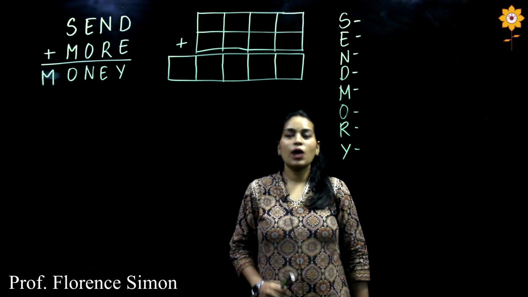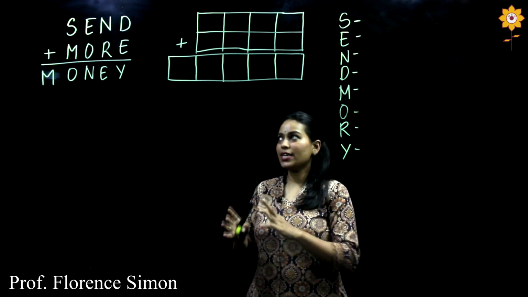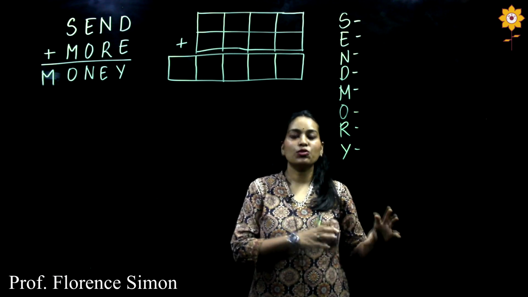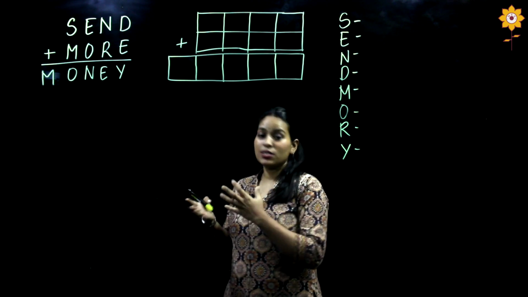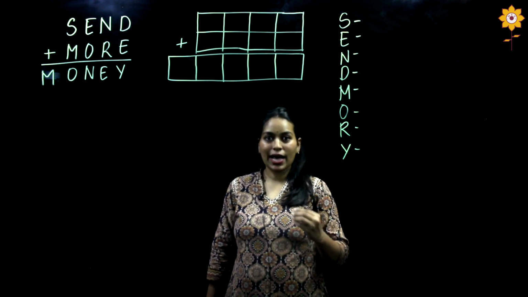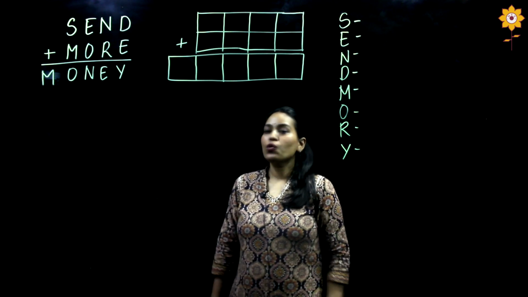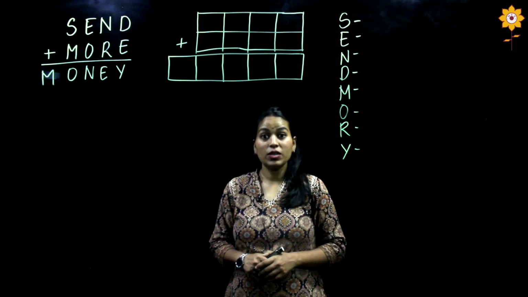So we have to add SEND plus MORE, that is, we have to add SEND and MORE, which will result in the word MONEY. So this is Crypt Arithmetic. We see words or alphabets, but they are nothing but numbers which need to be added together, right? So we have these alphabets which need to be assigned numbers or digits.